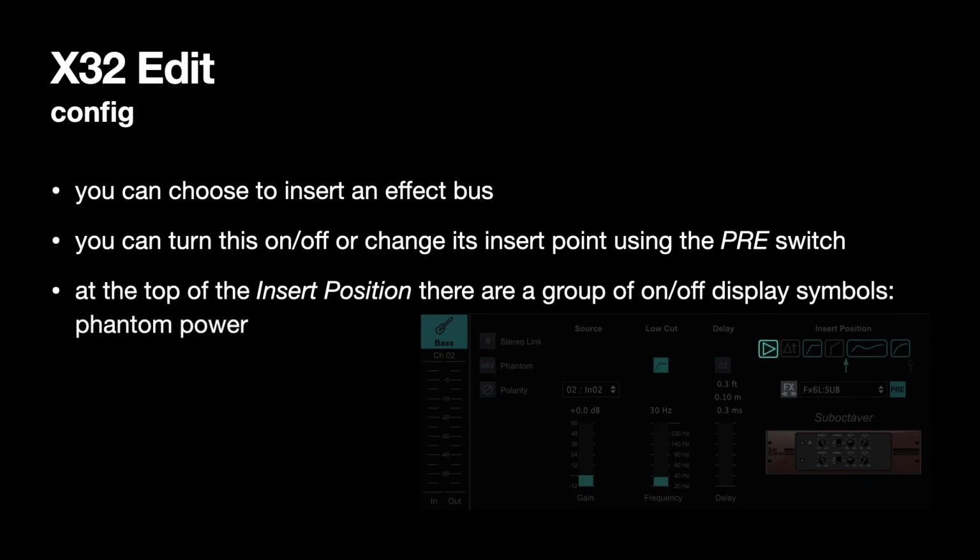At the top of the insert position, there are a group of on-off displays. The first of those will be phantom power, and the second of those is the delay. The third of those is the low cut, whether that's on or off. The fourth of those would be the gate. The fifth would be the EQ, and the sixth would be the dynamics processor. So you've got 6 possible switches that you can see some visual feedback of at the insert position.